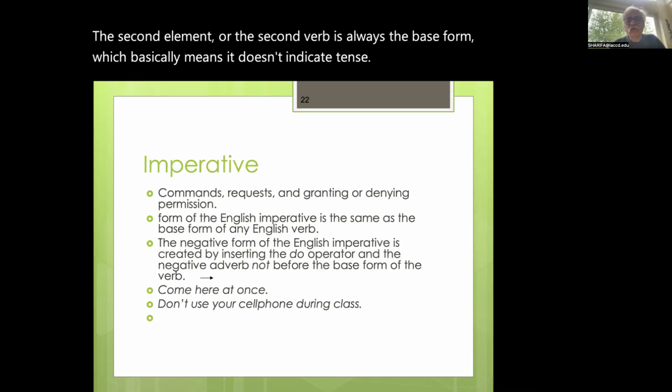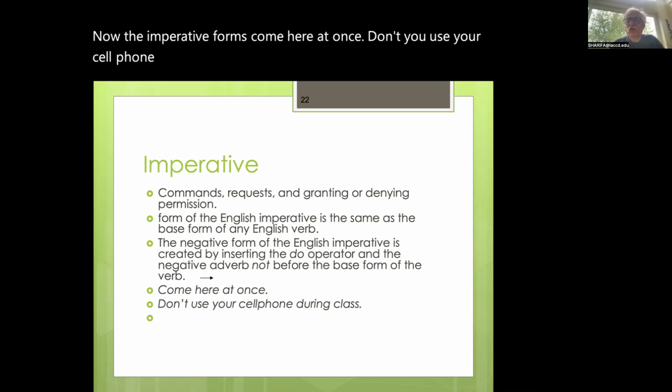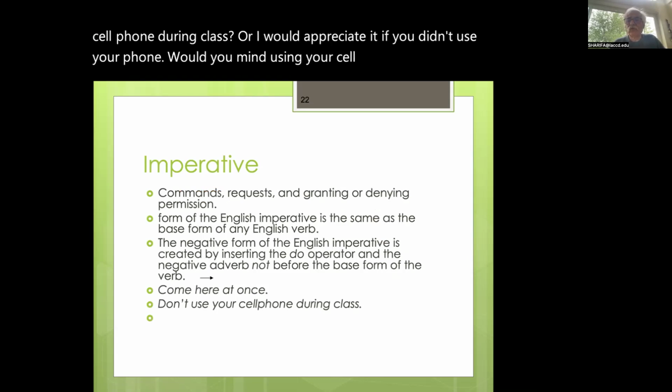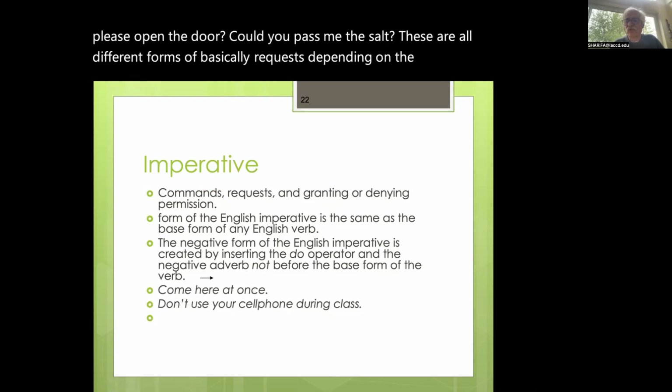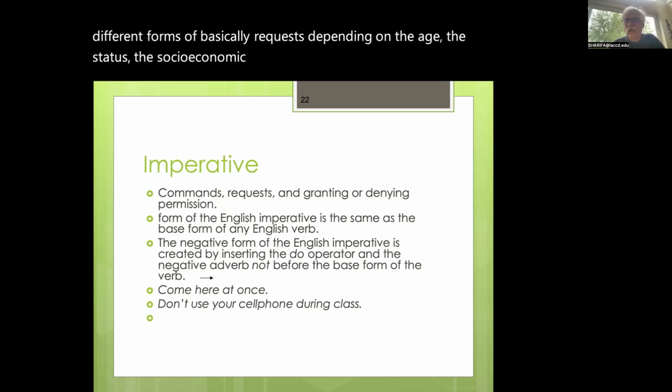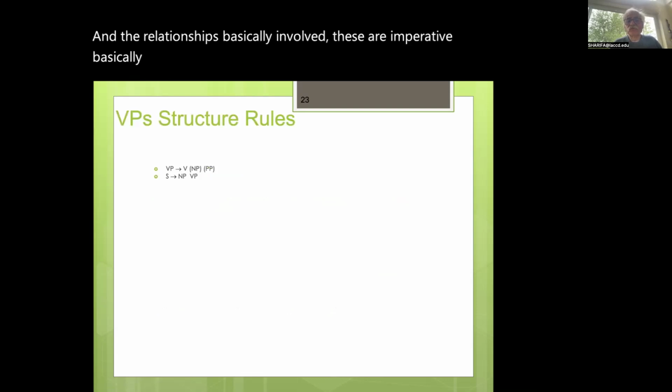Now, the imperative forms come here at once. Don't you use your cell phone during class? Or I would appreciate it if you didn't use your phone. Would you mind using your cell phone? Would you please open the door? Could you pass me the salt? These are all different forms of requests depending on the age, the status, the socioeconomic status, and the relationships involved. These are imperative forms.